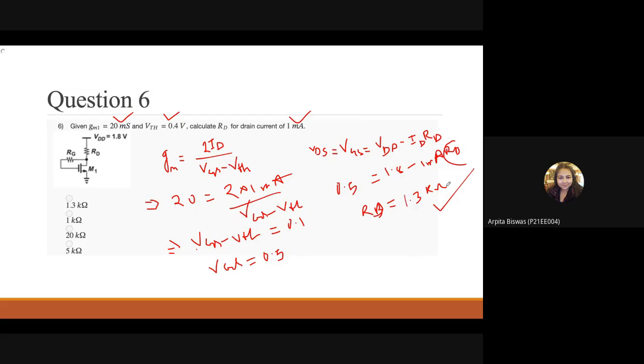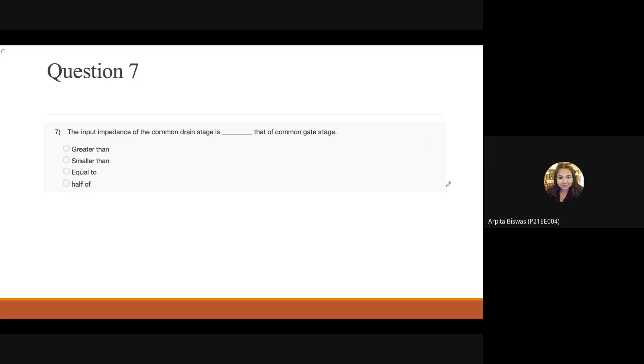So I'm moving towards question number 7. The input impedance of a common drain stage is dash, compared to that of a common gate stage. First option, greater than or smaller than, equal to, or half.